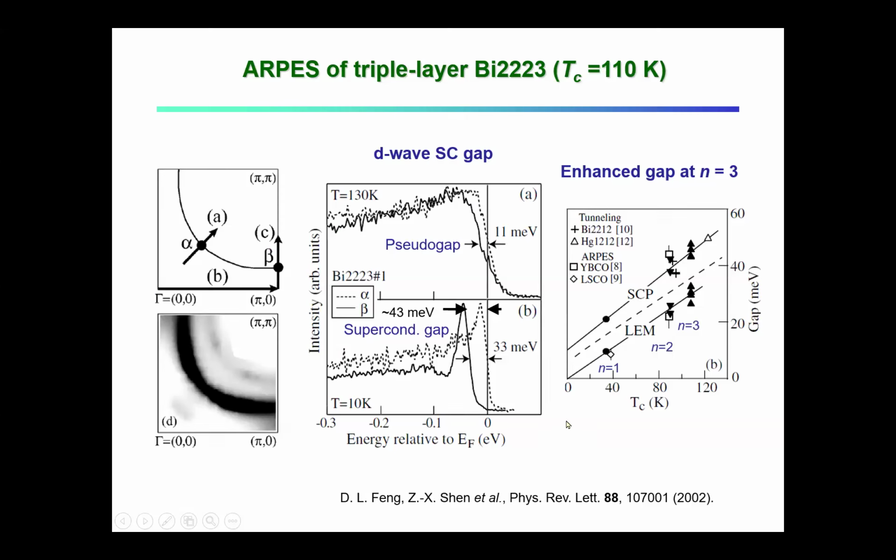So this is our first ARPES work on the 3-layer cuprates by the Donglai Feng and ZX group. They observed a d-wave superconducting gap and pseudo gap, and corresponding to the highest TC maximum, the gap magnitude takes a maximum and becomes very large at n equals 3.